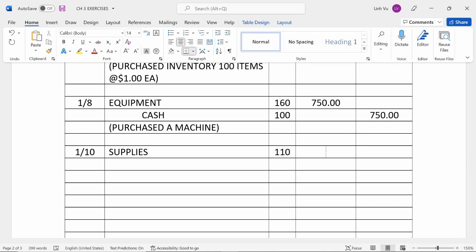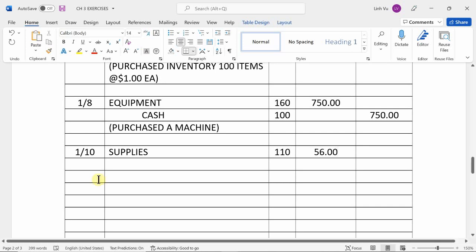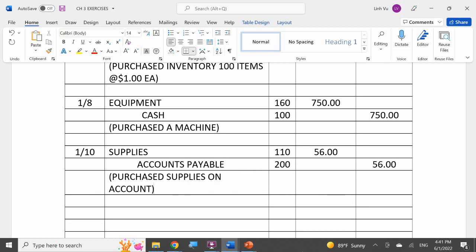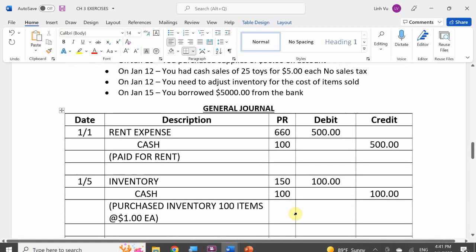Okay, and we purchased it for $56. Okay, and we placed it on an account, which was accounts payable, right? It's a liability. We're increasing our accounts payable by $56, right? Because we said we're increasing it by crediting the account. And I'm going to make a note here. Purchased supplies on account. Okay? Usually you'll have the vendor's name on there. Okay? So you know who you owe.